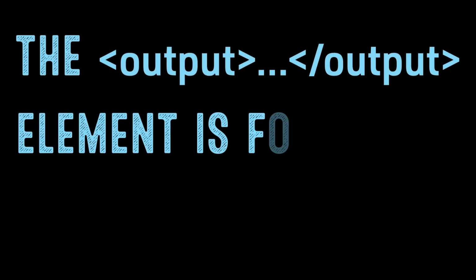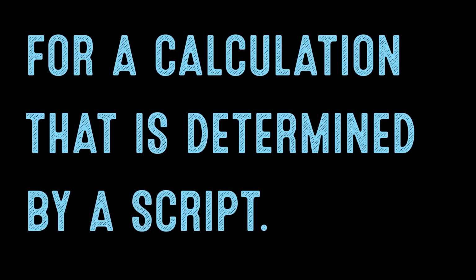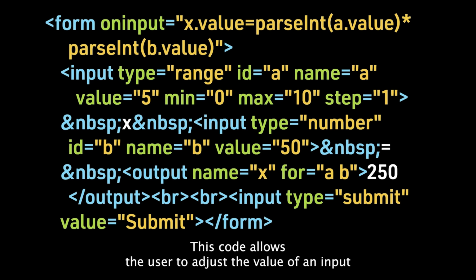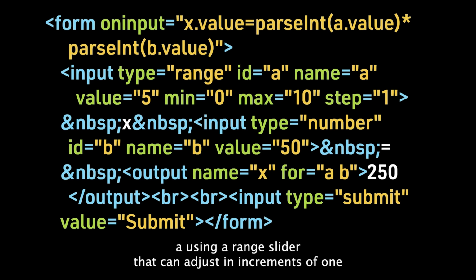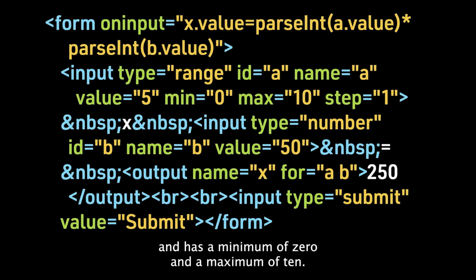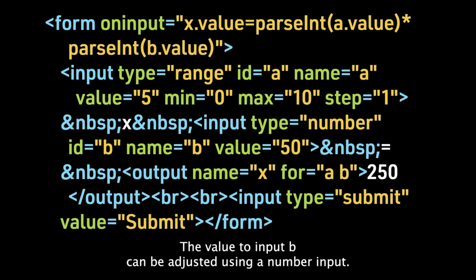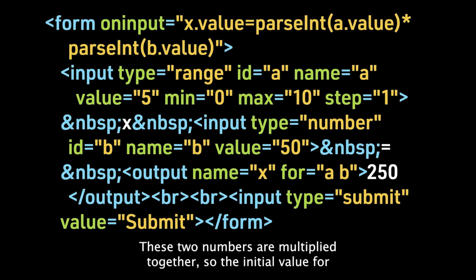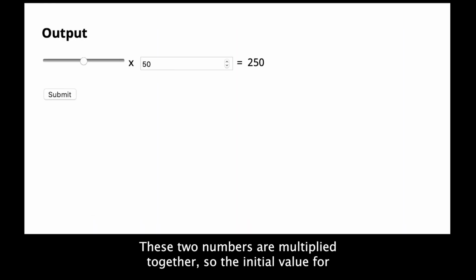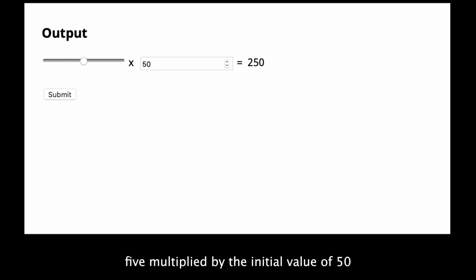The output element is for when the inputs are used for a calculation that is determined by a script. This code allows a user to adjust the value of an input A using a range slider that can adjust in increments of 1 and has a minimum of 0 and a maximum of 10. The value of input B can be adjusted using a number input. These two numbers are multiplied together, so the initial value for A at 5 multiplied by the initial value of 50 for B is a total of 250.